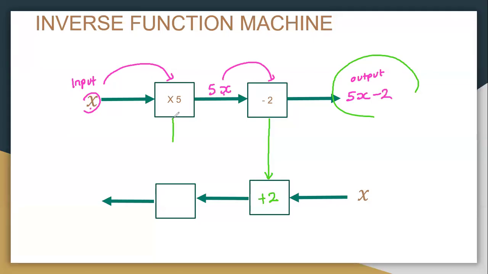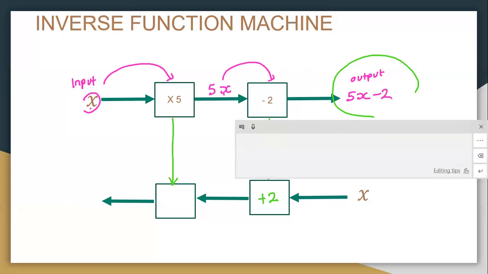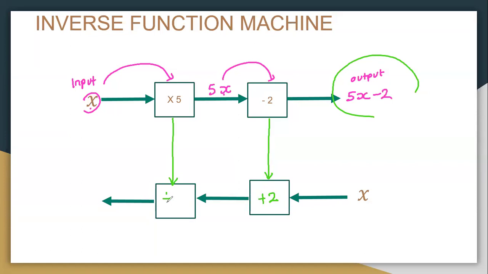Members, we go to the second one here. We were multiplying times 5. What is the inverse of that? We are multiplying. Very good. We do division. So here we are going to divide by 5. That is very, very good. Now, what are we going to do?